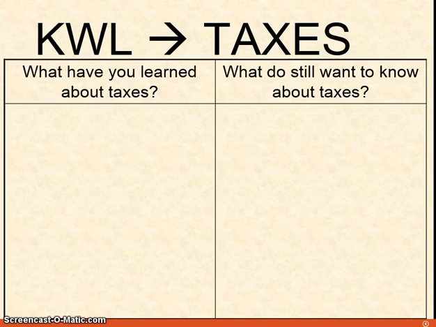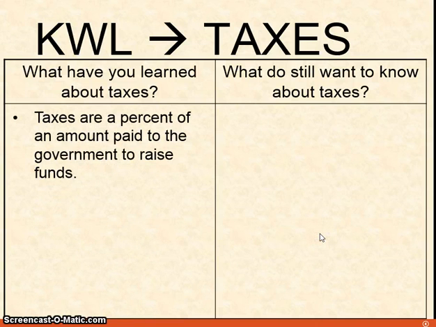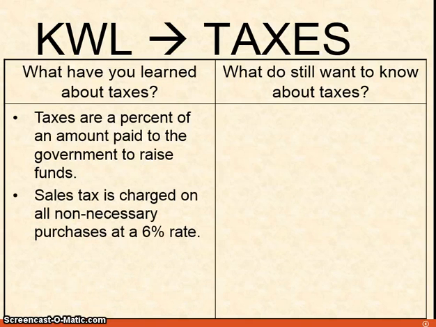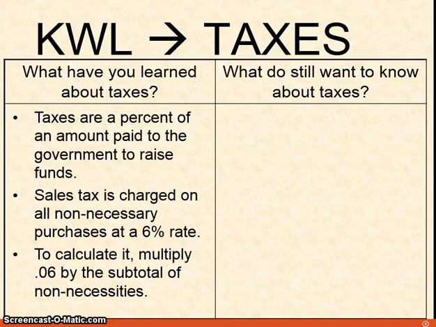So to summarize our lesson, I would like you to pause the video at this time and fill in this KWL chart with what you have learned and what you still want to know about taxes. You may pause the video at this time. What you should have learned today is taxes are a percent of the amount of money paid to the government to raise funds. Sales tax is charged on all non-necessary purchases at a 6% rate. And to calculate sales tax, multiply 0.06 by the subtotal of non-necessary items. This should be stated in your own words as part of your KWL chart.